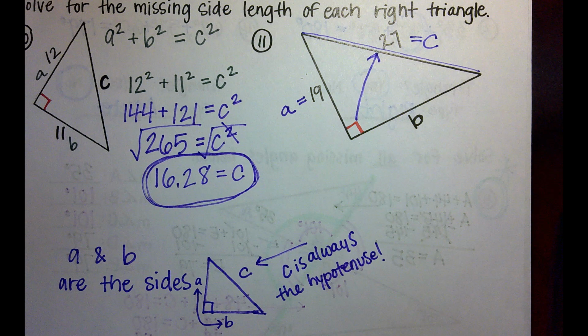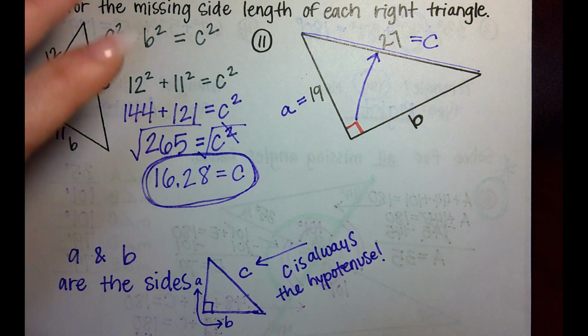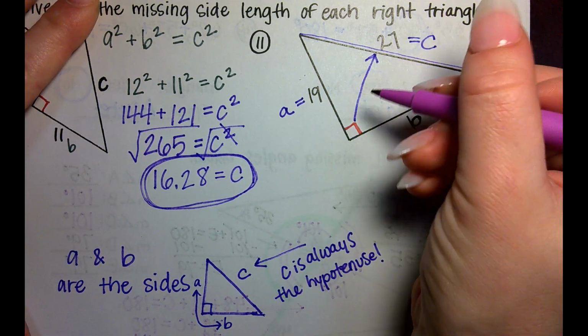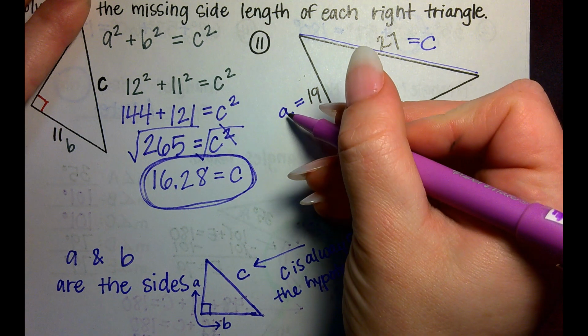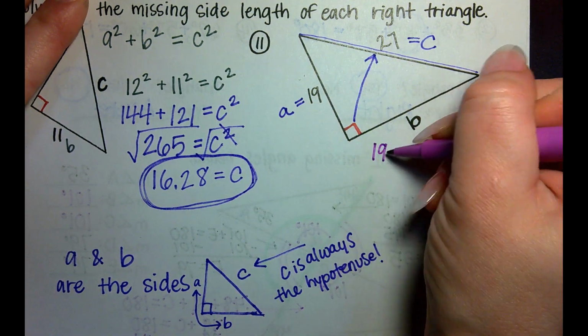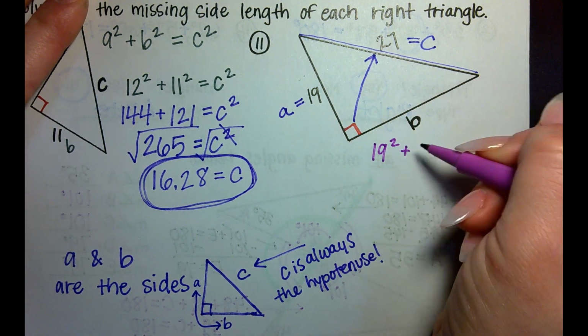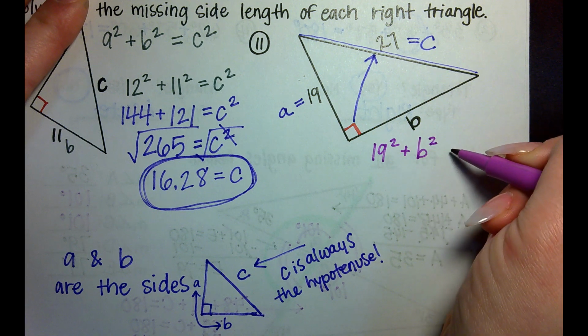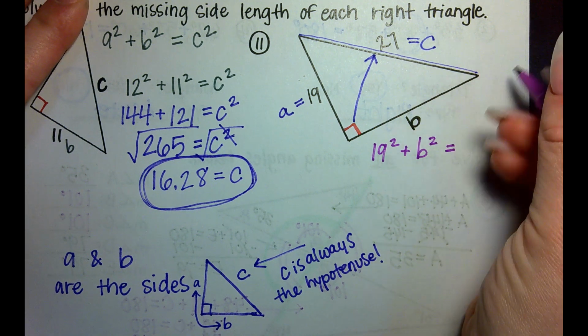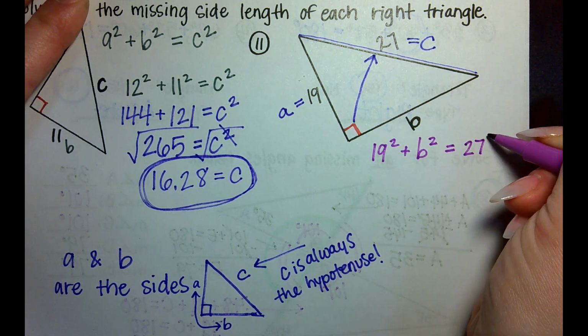Now, how would I set up number 11? What equation should I write? 19 squared plus B squared equals C squared. Perfect. It's A squared, B squared, C squared. So A squared, 19 squared, plus B squared, we don't know B, equals C squared, or 27 squared.